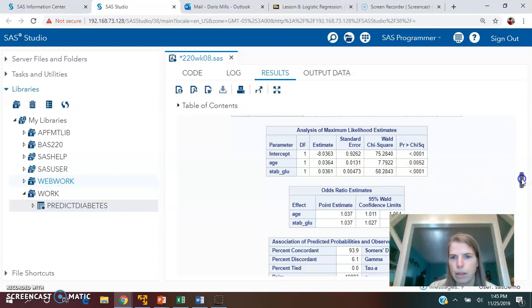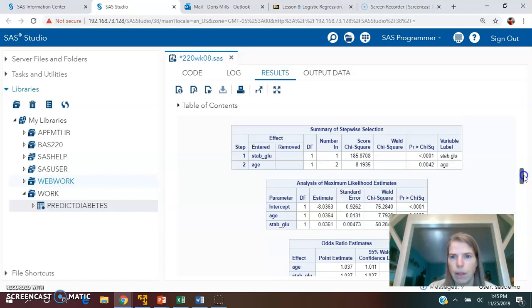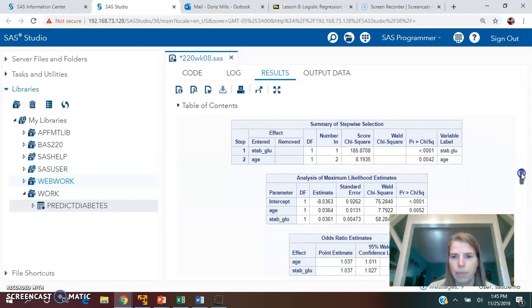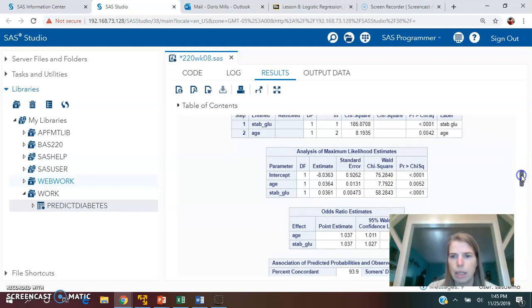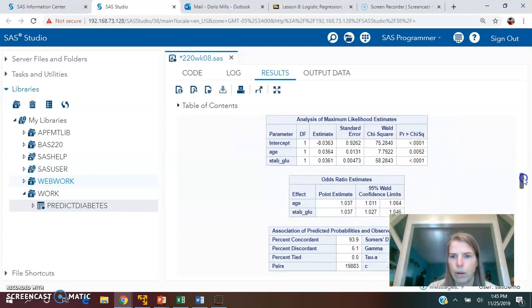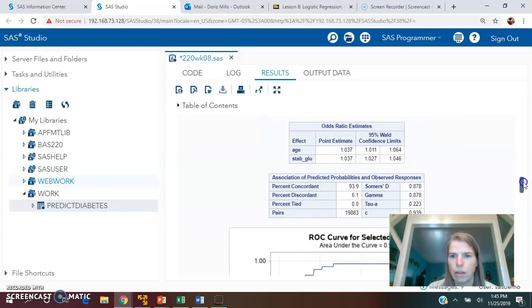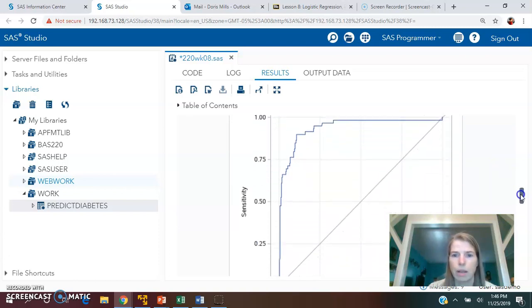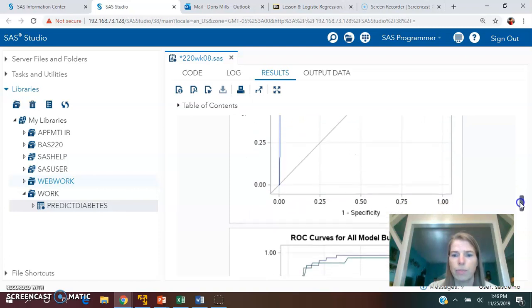Let's go ahead and take a look at the other results that we have. We have only a couple of steps that SAS had to run to converge upon our model. We see our p-values meet our required level there. We have our odds ratio estimates. We have percent concordant and C-statistic look very good. Look at this ROC curve. This is a good curve.